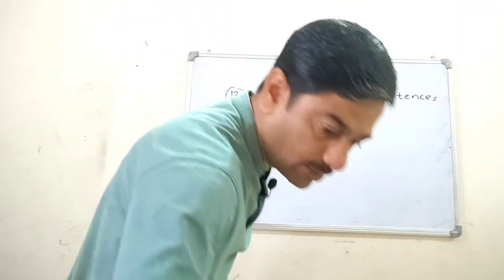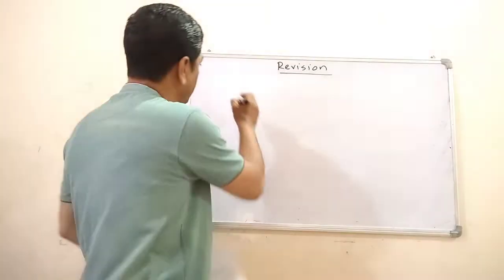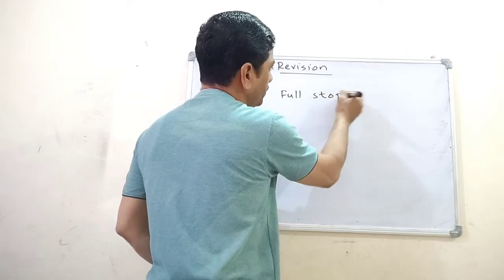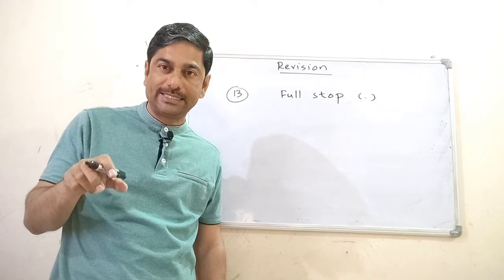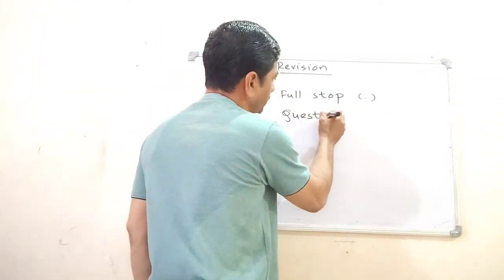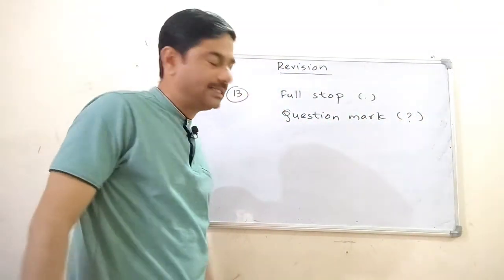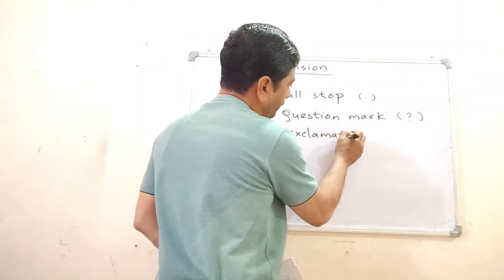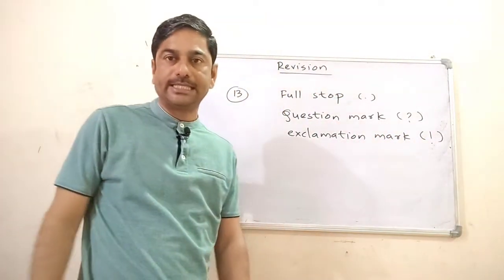And after this there was one video in which we spoke about punctuation marks. We studied full stop. See, full stop is used at the end of declarative sentences and imperative sentences. Then question mark is used at the end of interrogative sentences. Then exclamation mark is used at the end of exclamatory sentences.